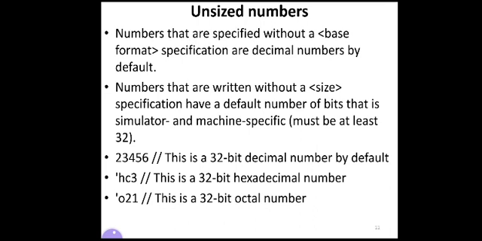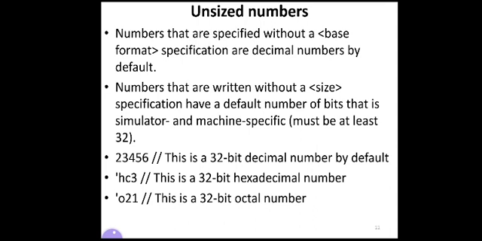Numbers that are written without a size specification have a default number of bits that is simulator and machine specific, and that must be at least 32 bits. That means if you are not providing any size, then by default it is machine and simulator specific, which is going to be at least 32 bits. Even if you want to write a 1-bit number, it occupies 32 bits, so the memory space available is 32 bits for the unsized numbers. So unnecessarily the unsized numbers consume more memory.